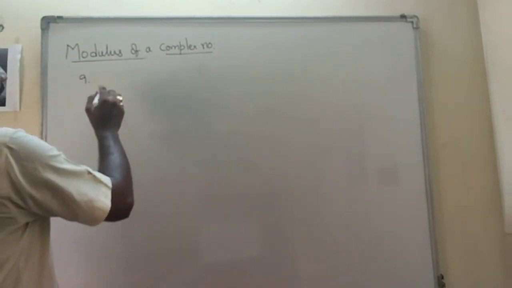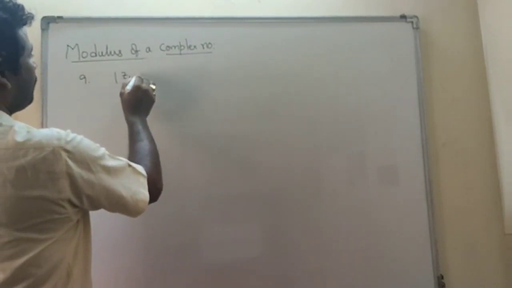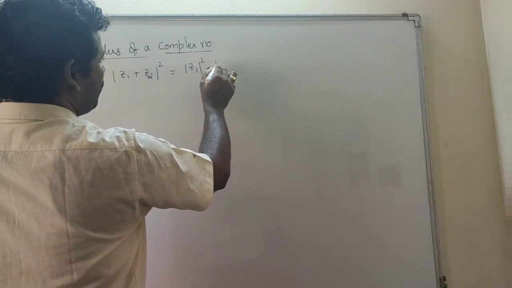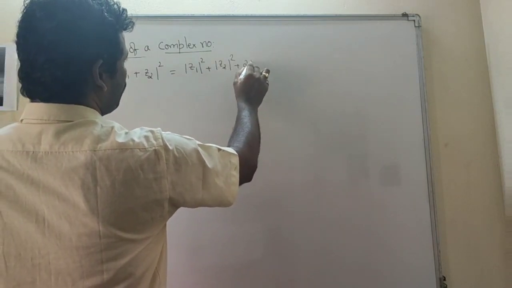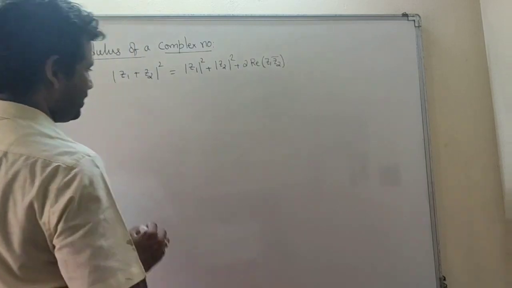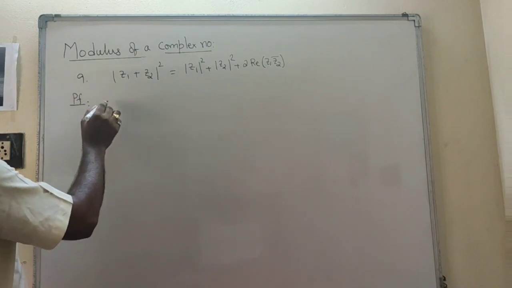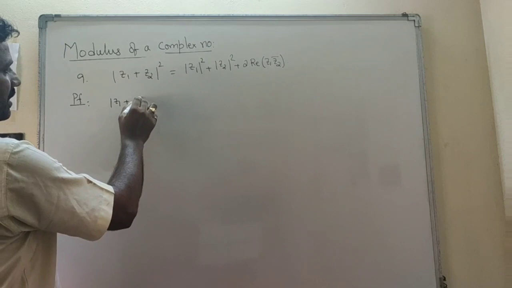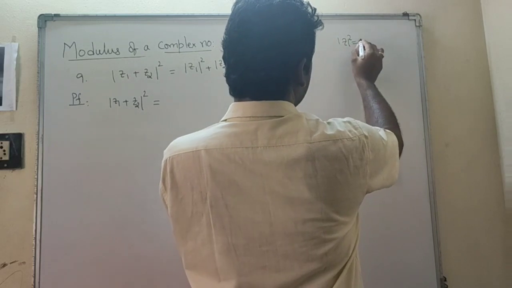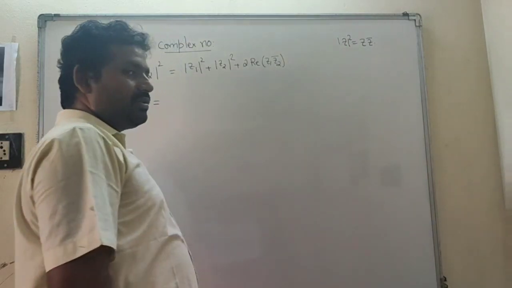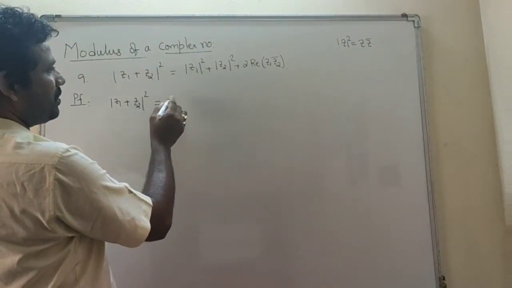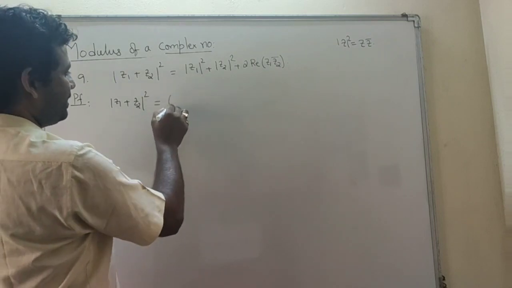Next one. Mod of z1 plus z2 whole square equals mod z1 square plus mod z2 square plus 2 times real part of z1 z2 bar. Let us see the proof of this one. Mod of z1 plus z2 whole square. Just now we used the property mod z square equals z z bar. What is this one? A plus b whole square.